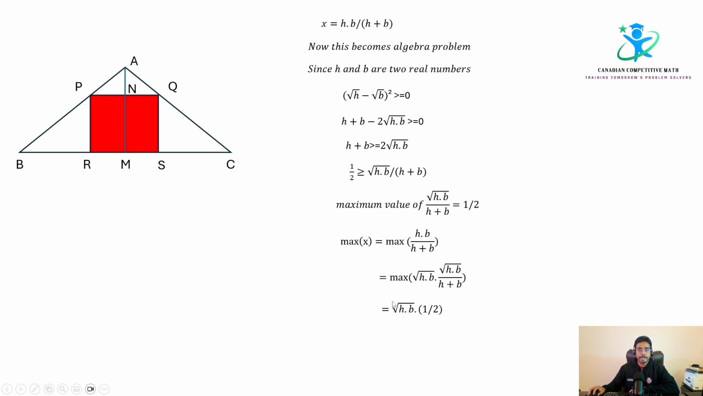And from the area we solved, because the area of this triangle is 8, we derived in the previous page that H times B is 16. So square root of H times B is square root of 16, which is 4. So 4 times half, the maximum length of this square can be 2.